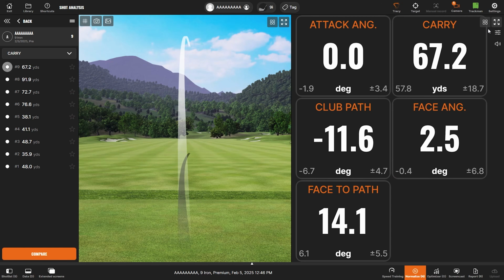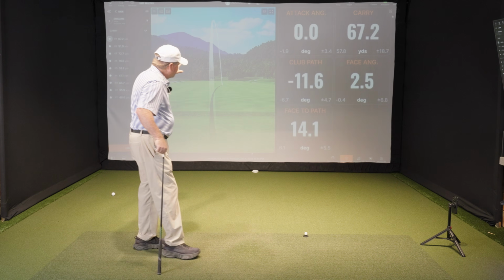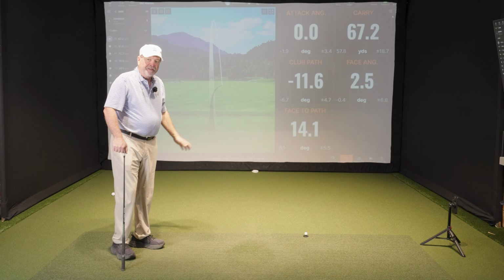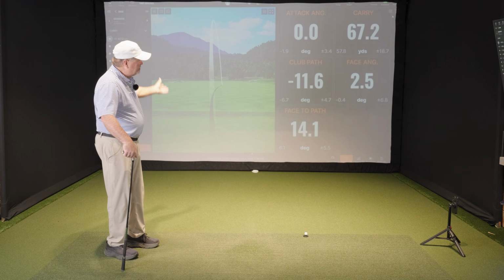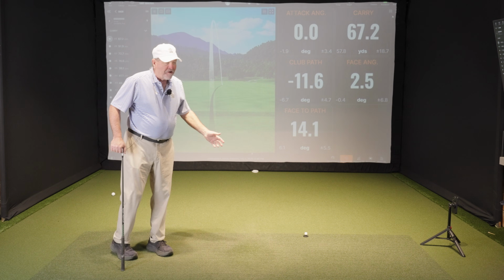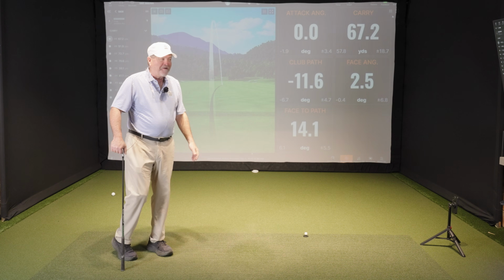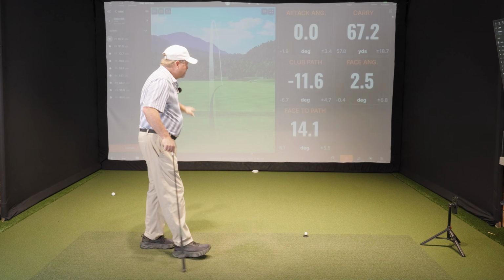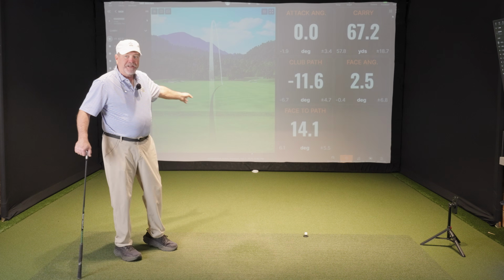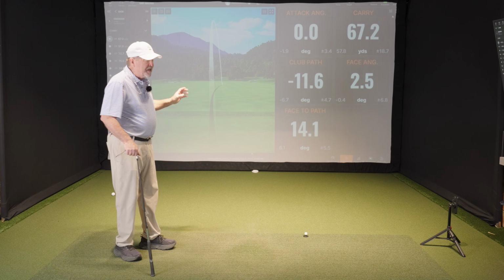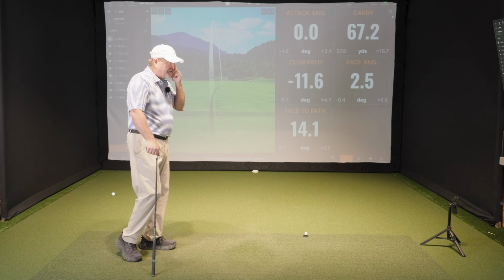And that'll be a minus 11 path. It'll be a plus 2 face angle. So my face to path is 14 degrees to the right. And because this is a lofted club, it doesn't slice a lot. But you can see my attack angle was 0, which is lousy. And my carry distance is only 67 yards. And my carry distance on the one before that went left was 92 yards. And so you can see how dramatic that is in terms of loss of distance.